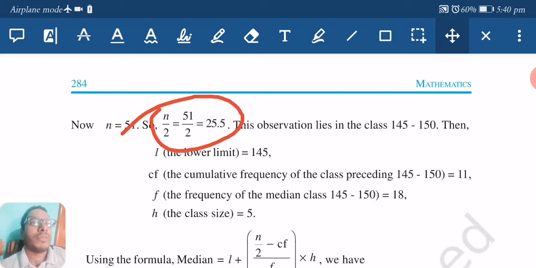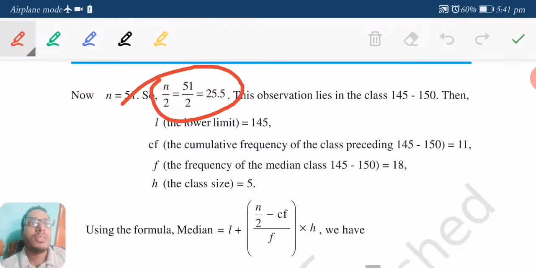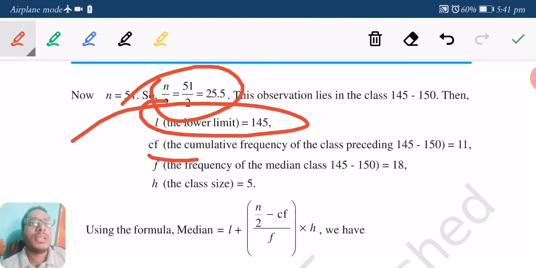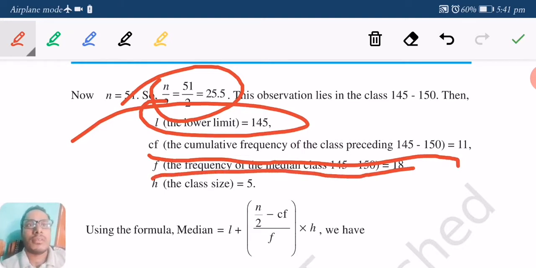So 145 to 150 is taken as the median class, and the rest is what we have done here, right? L is 145, the lower limit. CF, the cumulative frequency preceding the median class, is 11. F is 18. While I'm discussing this, students, please open your book and turn to the given table, where the book has already constructed the table for the given information. H is 5, as we have already discussed, and using the formula you can find the value.